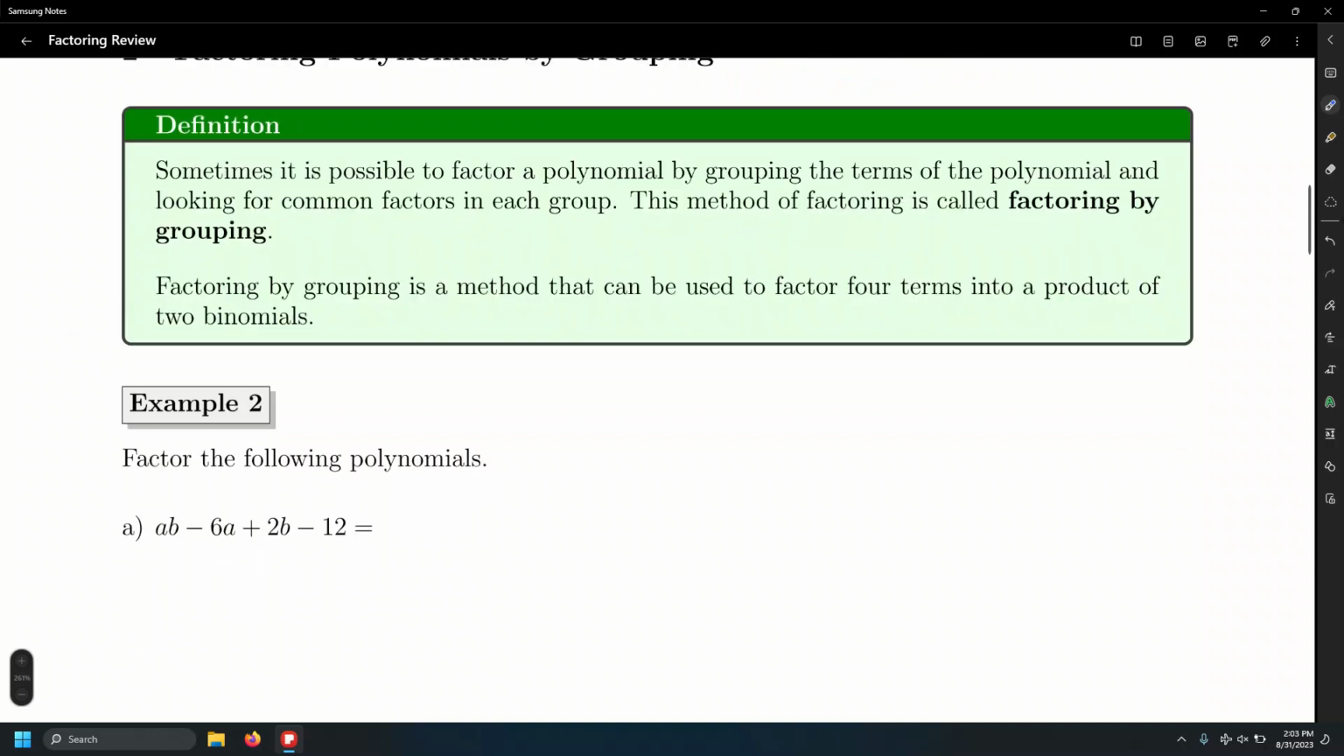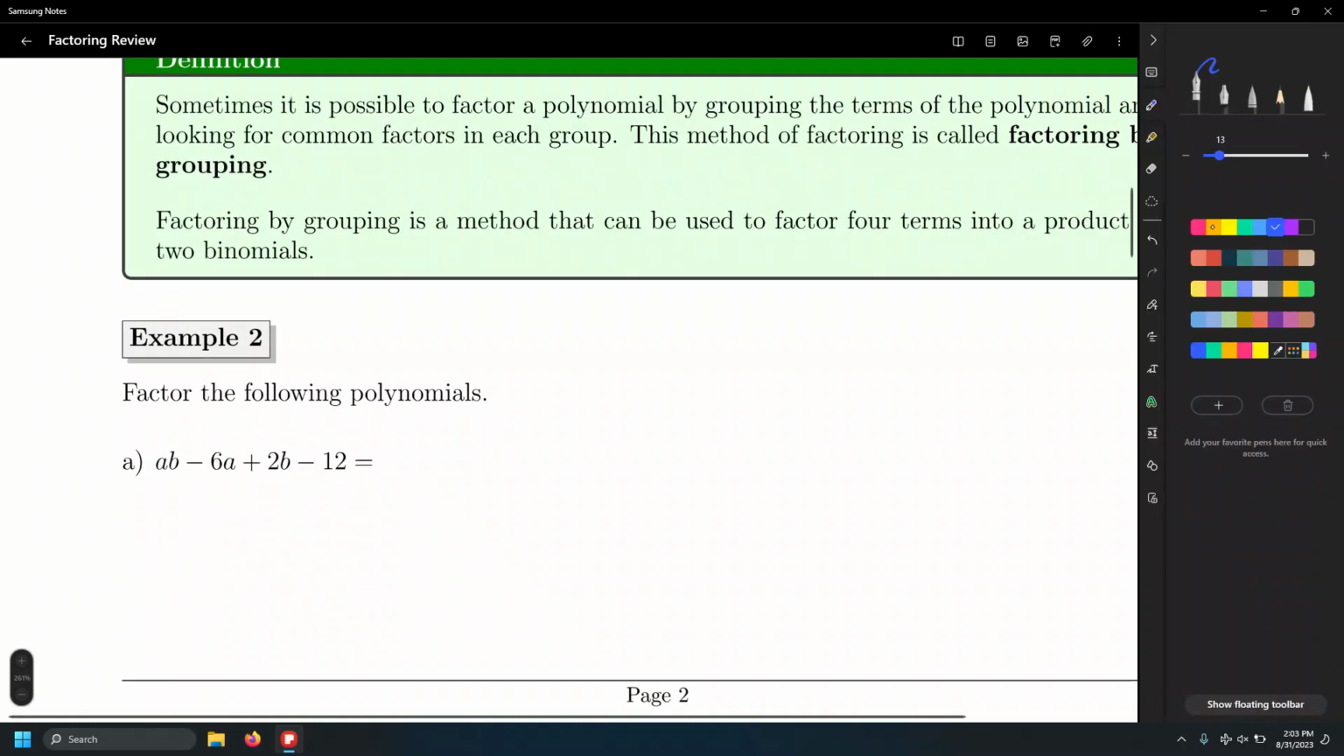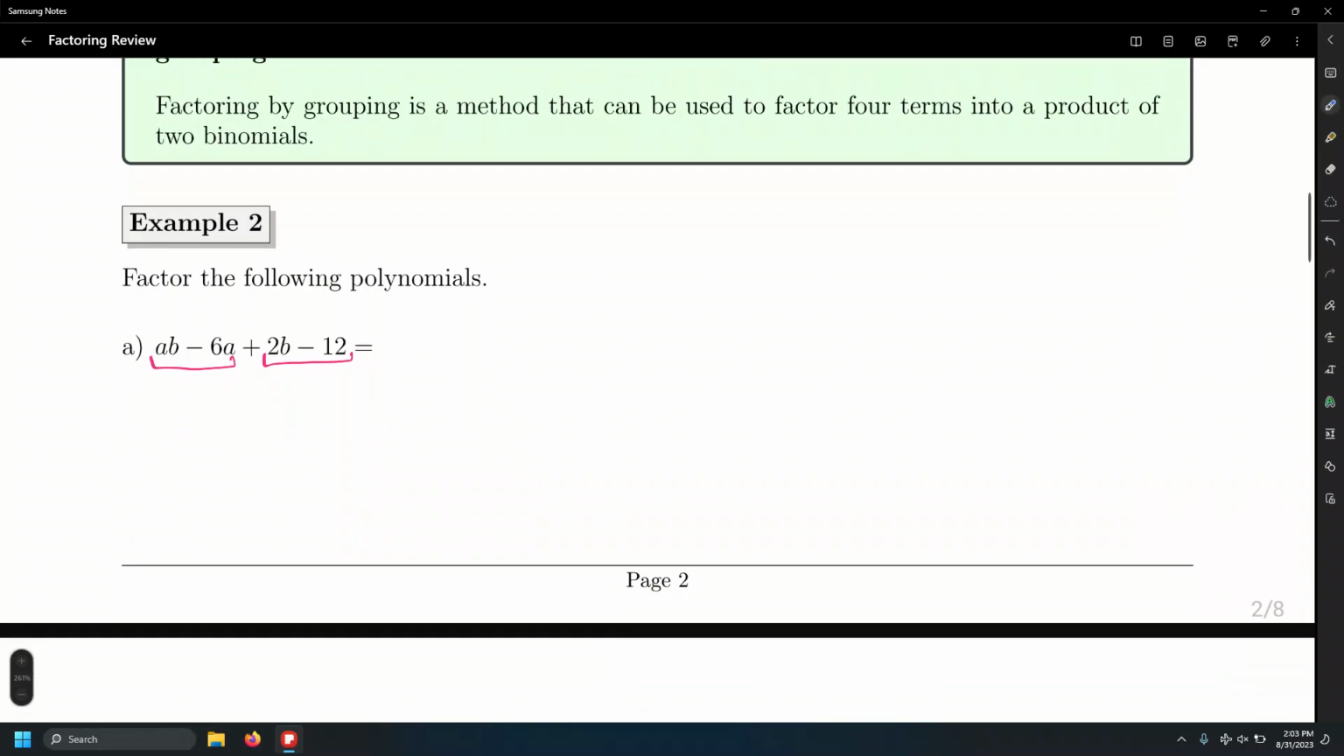So, to factor by grouping, what are we going to do? We're going to group terms, as its name says. Let me group the first 2 terms, and let me group the other 2 terms. We are going to factor the greatest common factor of every single group.